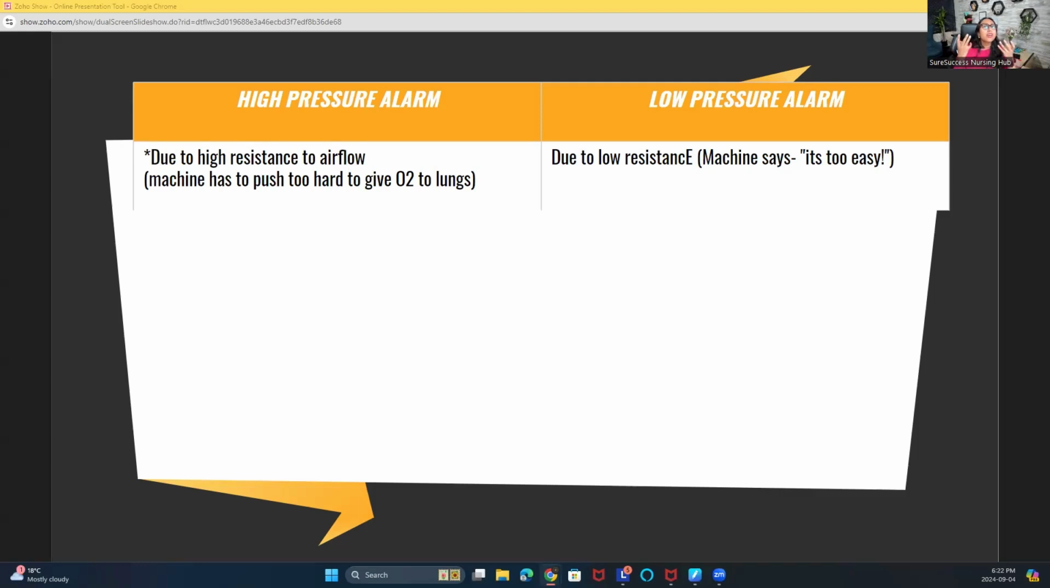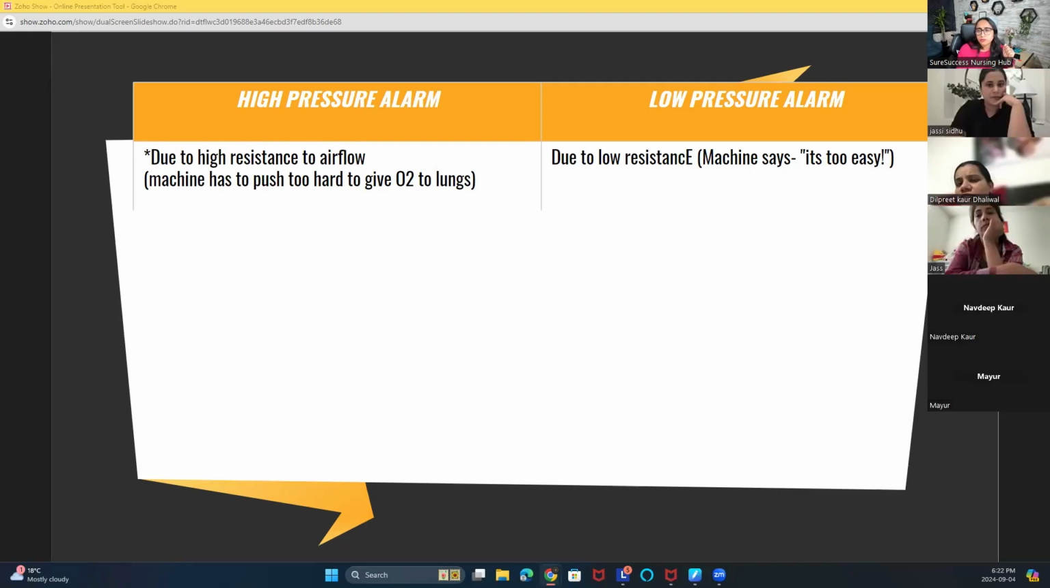So what do you think? Why is it putting too much pressure? What could be the reason for the high pressure alarm? What do you guys think? Kink in the tube. Kink in the tube, Mandeep, very good. Whenever there is a kink in the tube, it is going to give you the high pressure alarm. What are you going to do, Mandeep? To remove it, we'll fix the kink. Unkink it. It's not rocket science. Unkink it. What else can be the other factors?